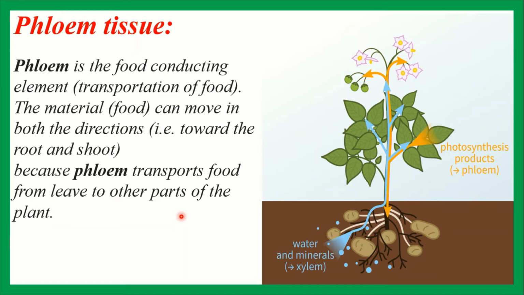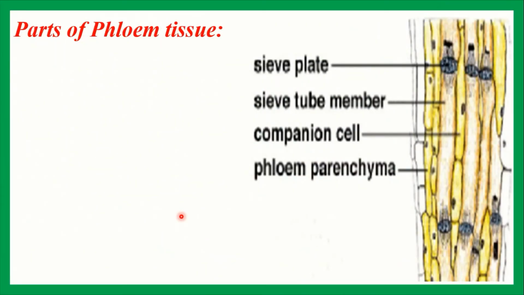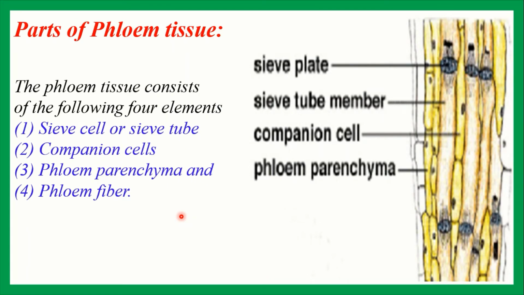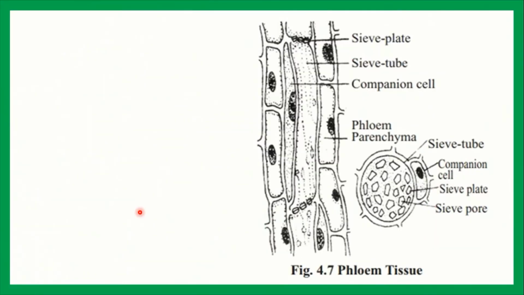Now let's see the different parts of phloem tissue. Phloem tissue consists of four types of cell, that is sieve cell or sieve tube, companion cells, phloem parenchyma and phloem fiber. First one is sieve cell or sieve tube. Everybody see the figure. This portion is a sieve cell or sieve tube.